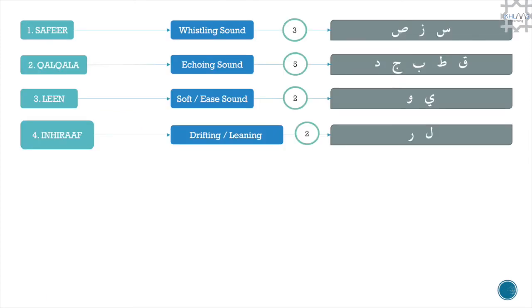So, as we have covered previously, Safir is the whistling sound, 3 letters: Sin, Za, Sad. Qalqalah, which is the echoing sound, 5 letters: Qutubu Jad. Leen, which is soft ease sound, which are 2 letters: Ya Sakina and Waw Sakina preceded by a fatah. Inhiraaf, which is the drifting or the leaning, and there are 2 letters, the letter Lam and the letter Ra.